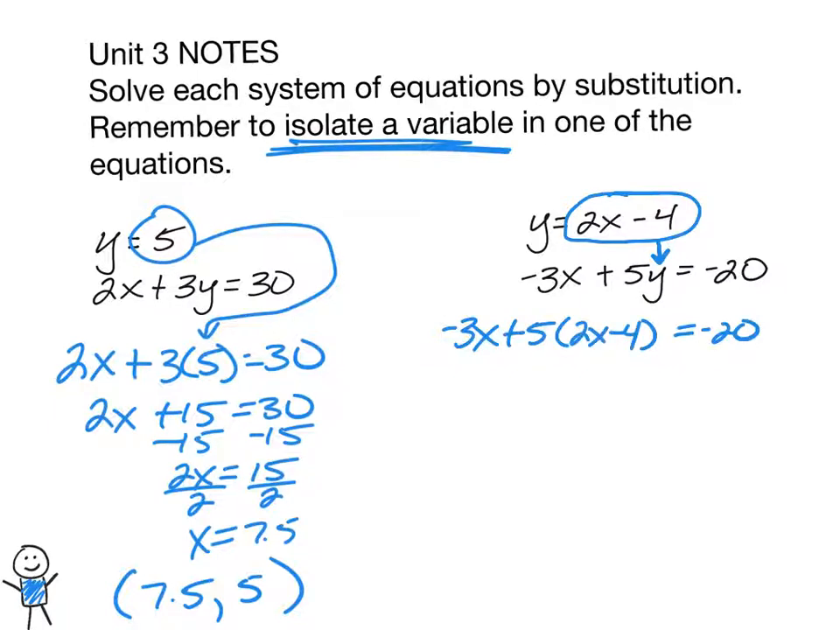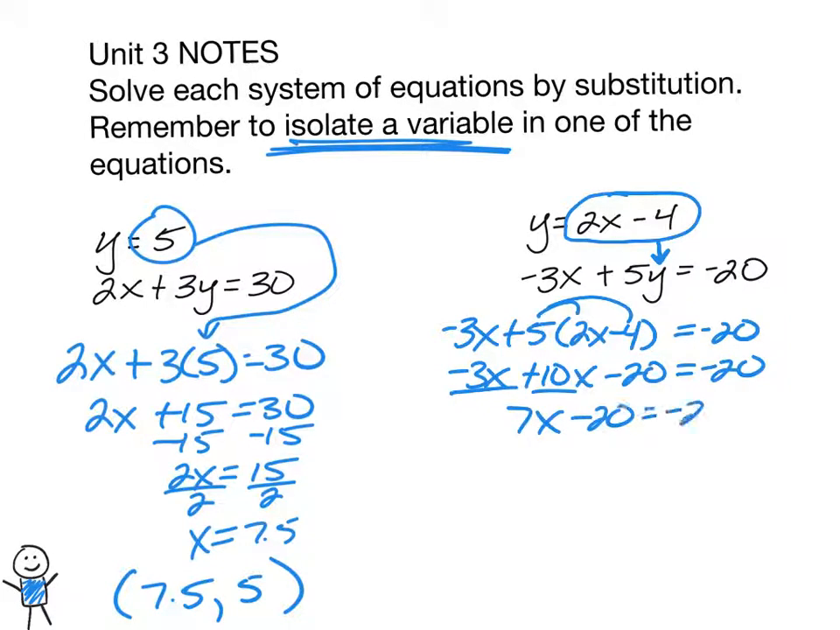Now let's simplify this equation and see if we can solve for x. We're going to distribute here. Bring down the negative 3x. 5 times 2x is 10x. 5 times negative 4 is negative 20 equals negative 20. We're going to combine some like terms here. Negative 3x plus 10x is the same thing as 7x minus 20 equals negative 20. We'll go ahead and add this 20 to both sides, giving me 7x is equal to negative 20 plus 20 is 0. And we'll divide both sides by 7 just to finish this out to get an x value of 0.